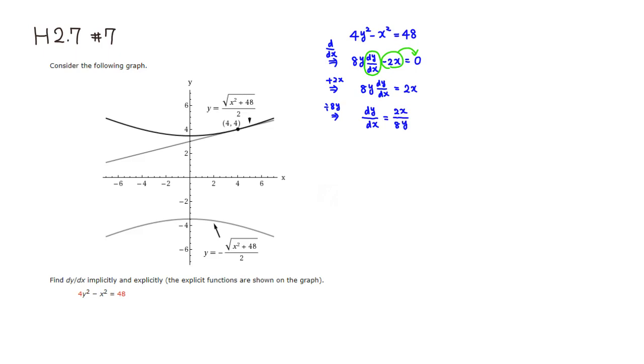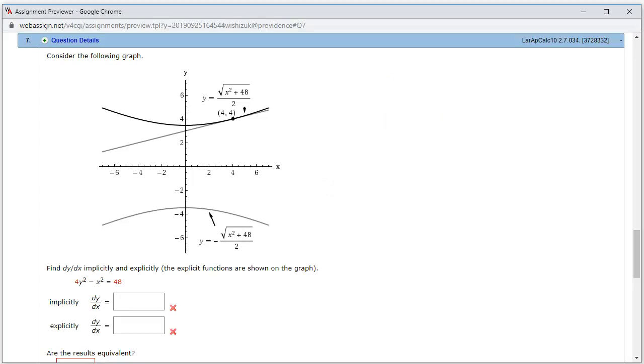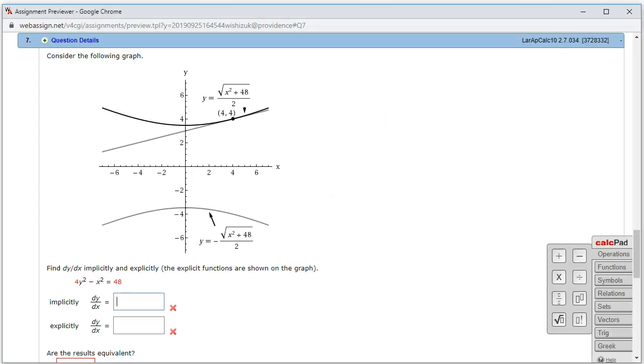So 2 and 8 cancel out, and you're left with 4 here. We're going to get simply x over 4y. So that's the implicit. Let's go ahead and type it in. It's going to be x over 4y. We got that one.